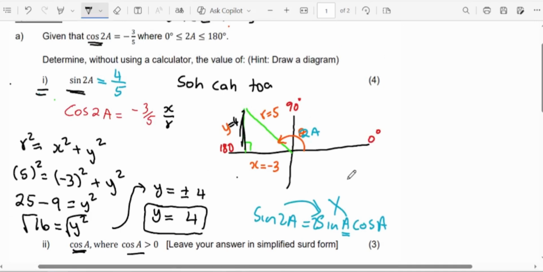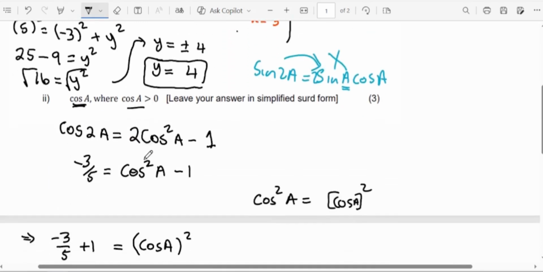Make sure you understand what you are given. Make sure that your diagram is correct. And when you do the theorem of Pythagoras part, you don't make any mistakes. This was easy, right? This was easy.